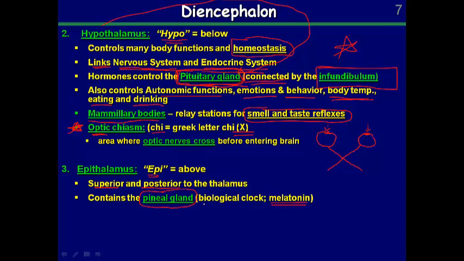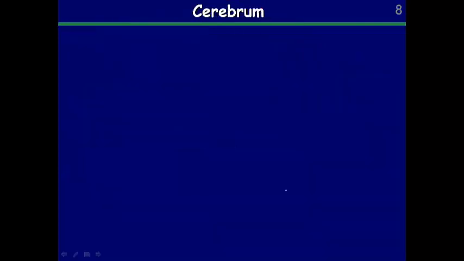People who have trouble sleeping, quite often it could be found that they have low melatonin production. So that's the end of the diencephalon. When we come back, we're going to talk about the cerebrum.